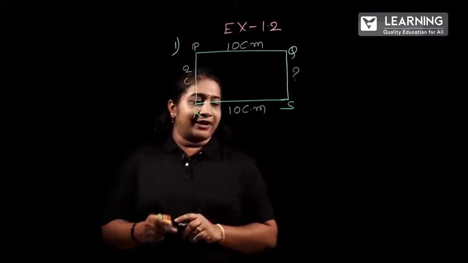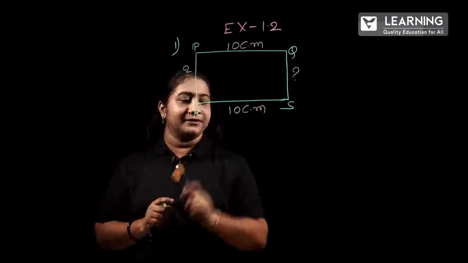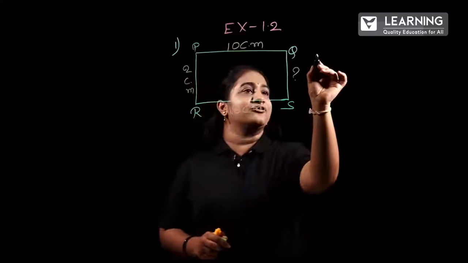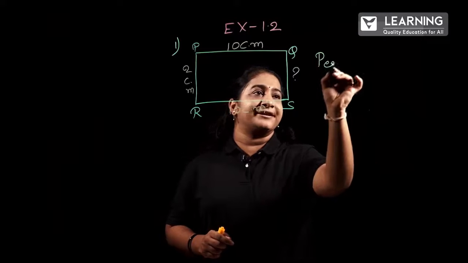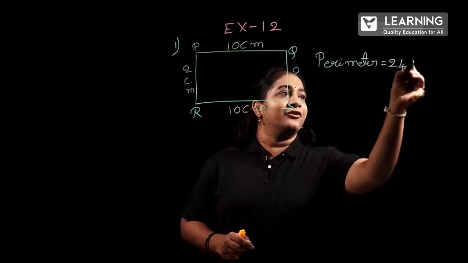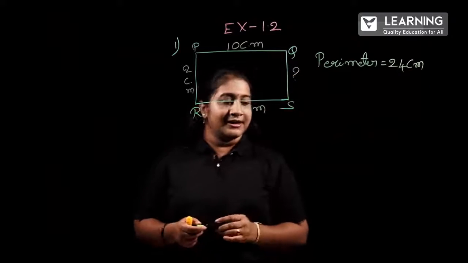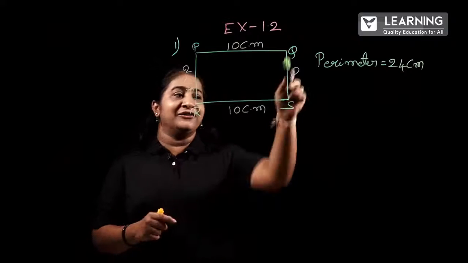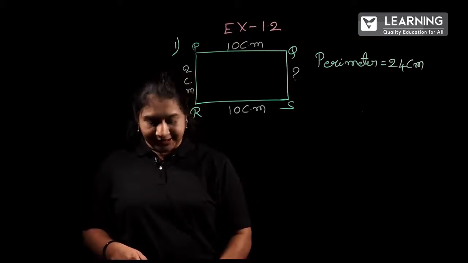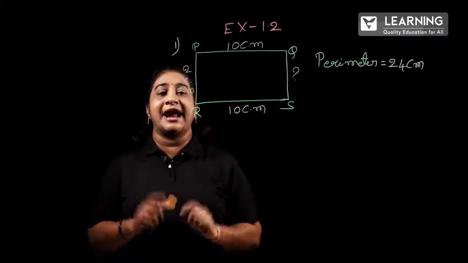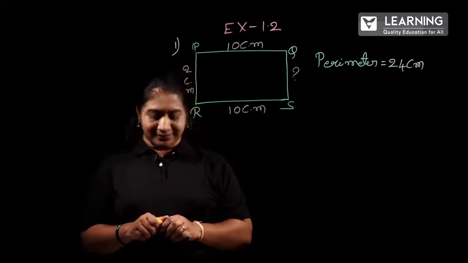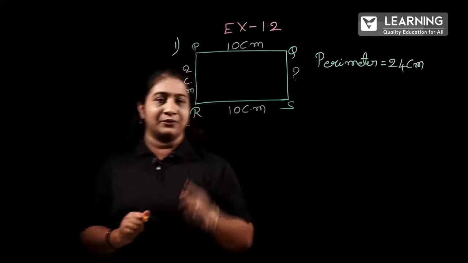So, what they have given? They have told, observe the given figure. If its perimeter is 24 centimeter, they have given the perimeter. Then what is the value of QS? So, we have to use the second method. In that, we have taken the value of perimeter and we have found the value of QS, right? So, same method we have to continue here.